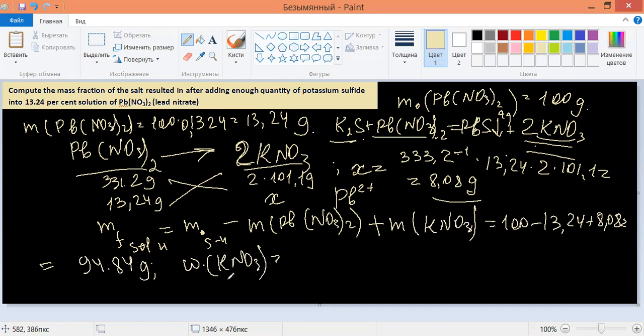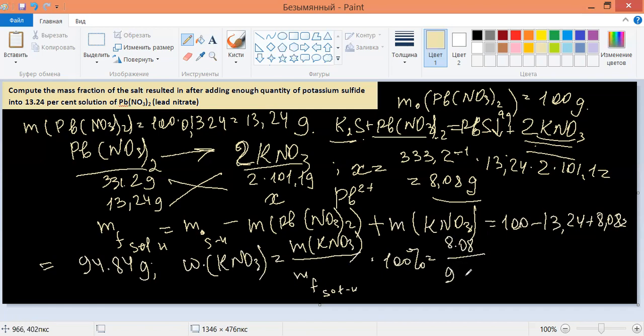Now we know how to calculate the mass fraction of that salt. It is the mass of the salt formed over the final mass of the solution times 100%, if you want. That means 8.08 over 94.84 times 100%, and that gives 8.52%. That's the final answer.